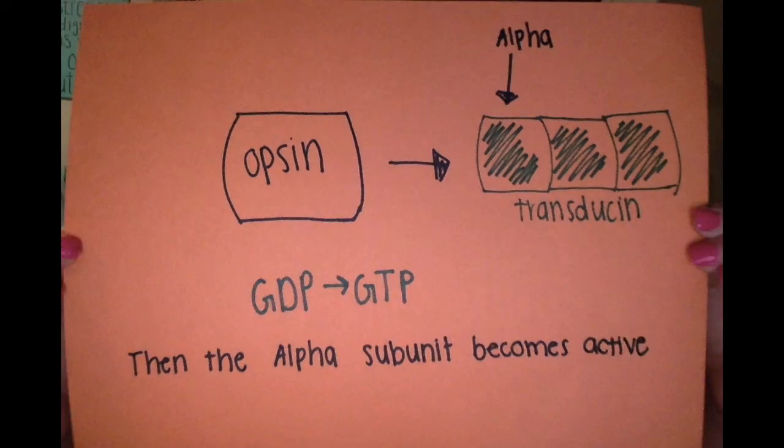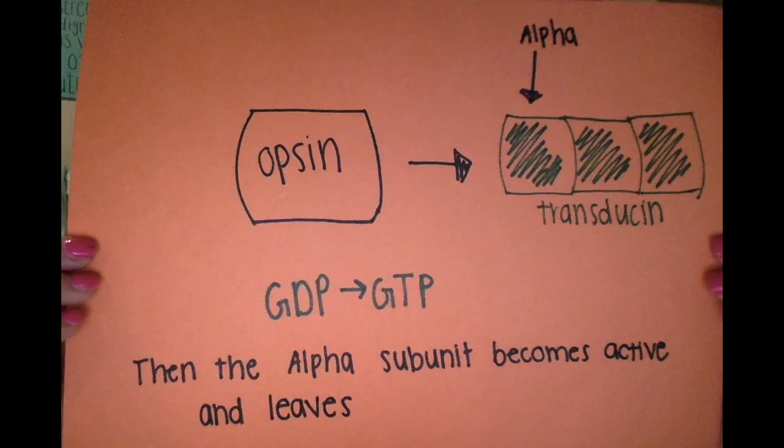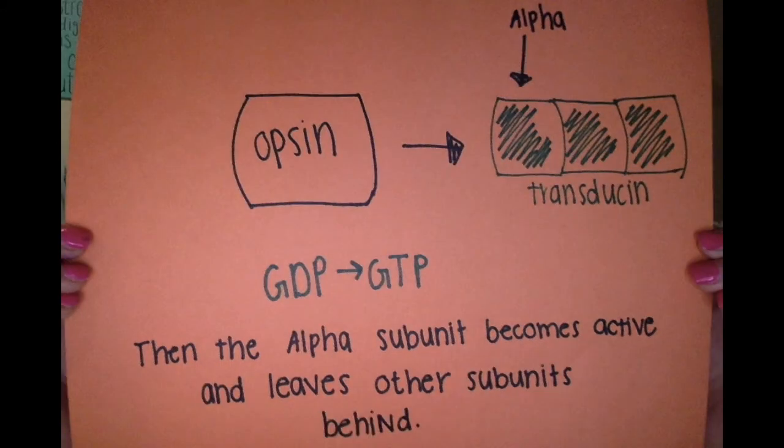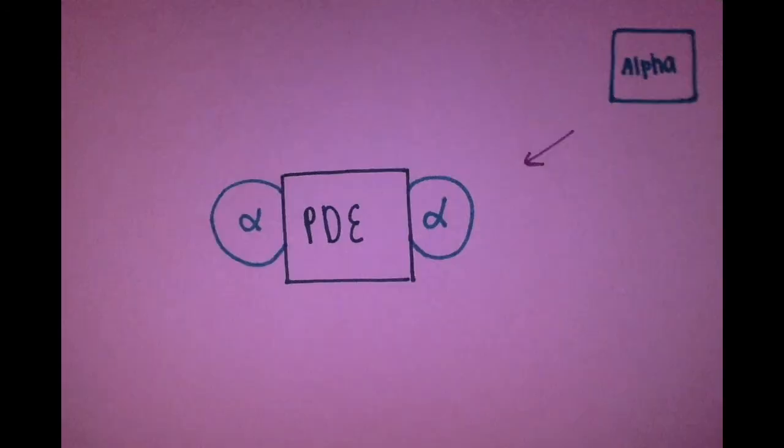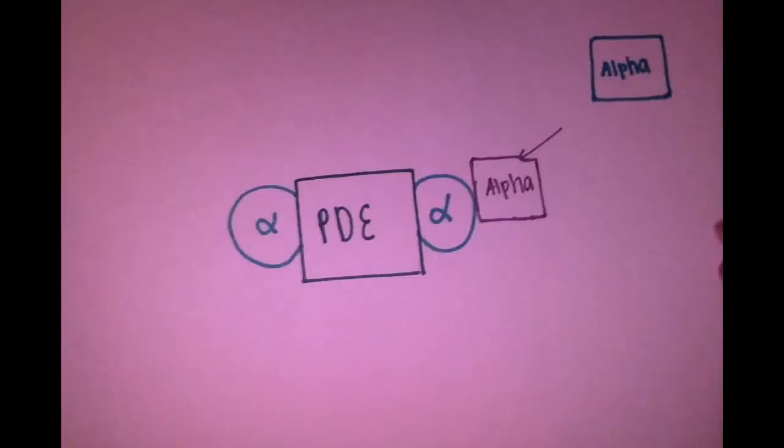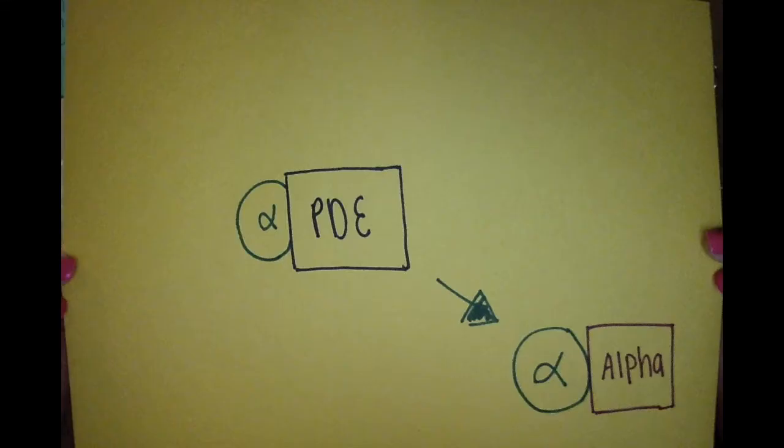The alpha subunit becomes active and leaves the other subunits of the transducin behind. Alright, and then the alpha subunit is going to attach itself to the PDE subatomic particle. It's going to take that off and it's going to leave PDE almost by itself. You're going to repeat that step one more time, and then the PDE is finally going to reach its goal of being alone by itself.